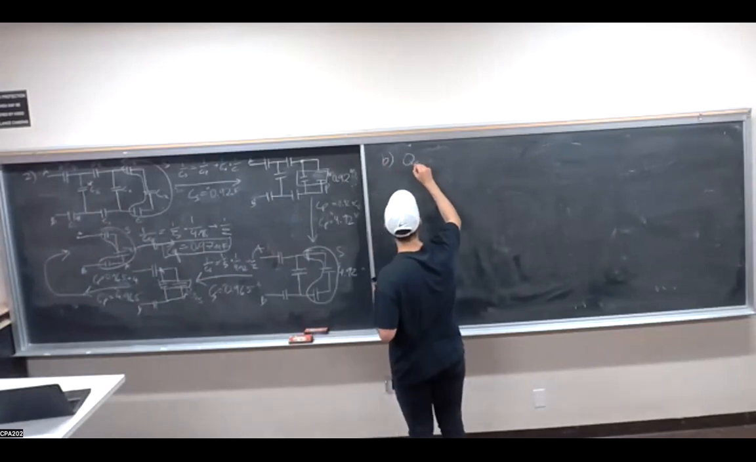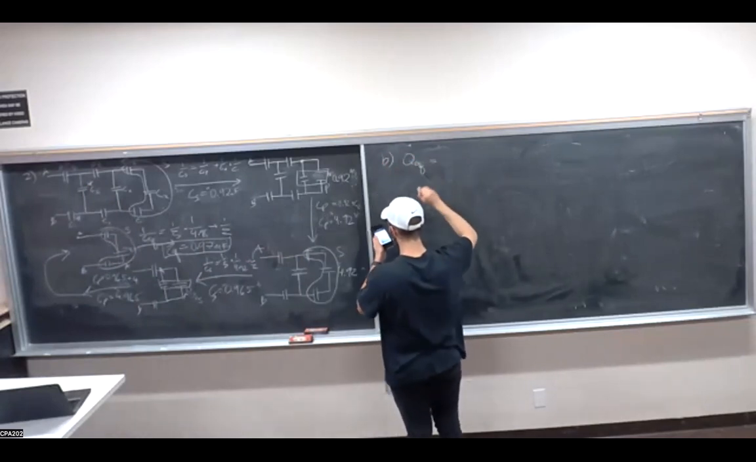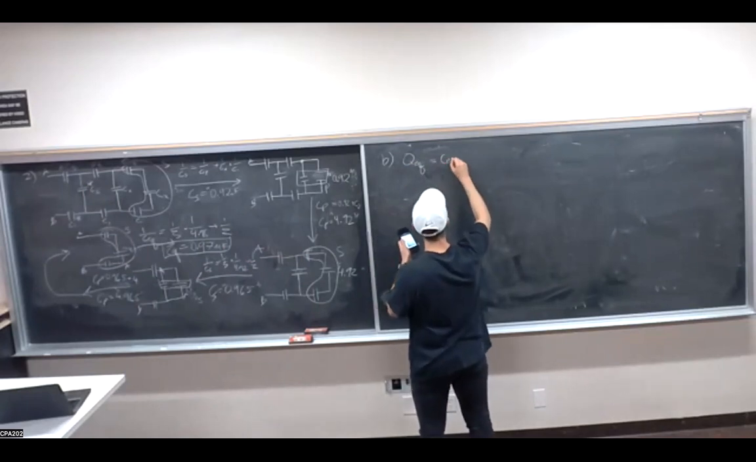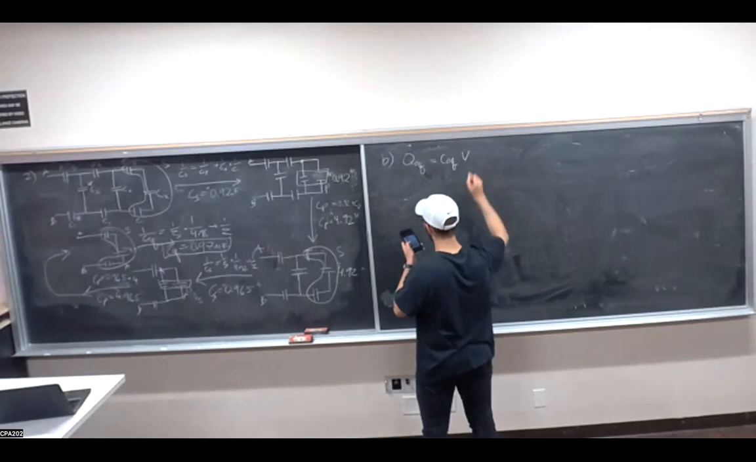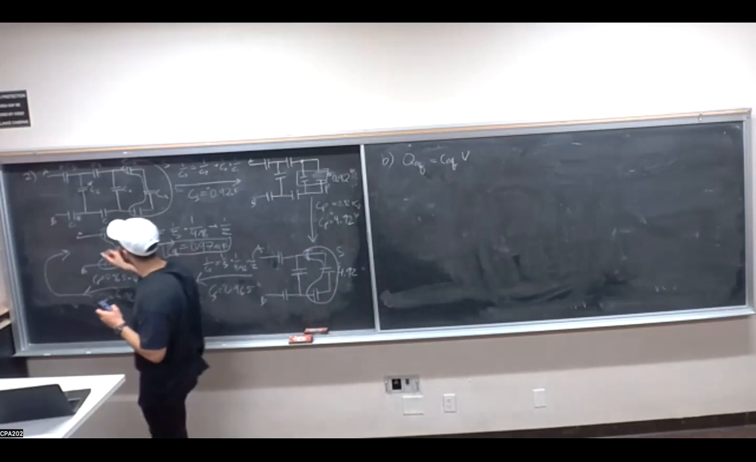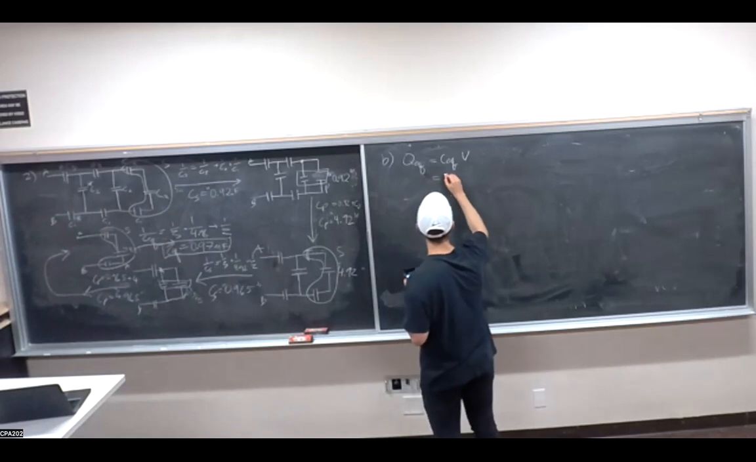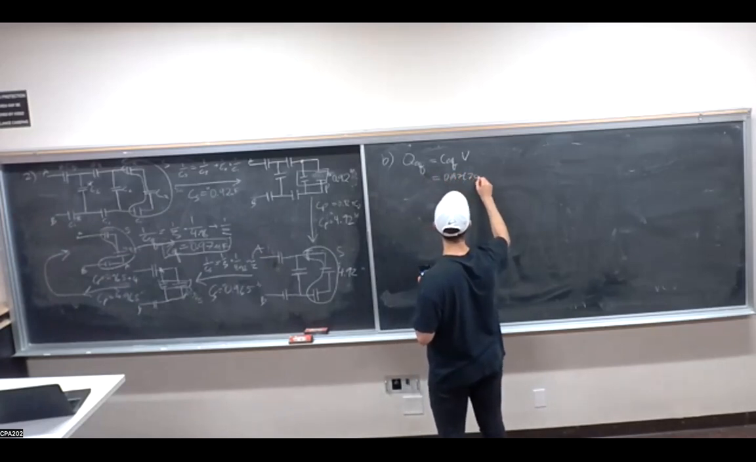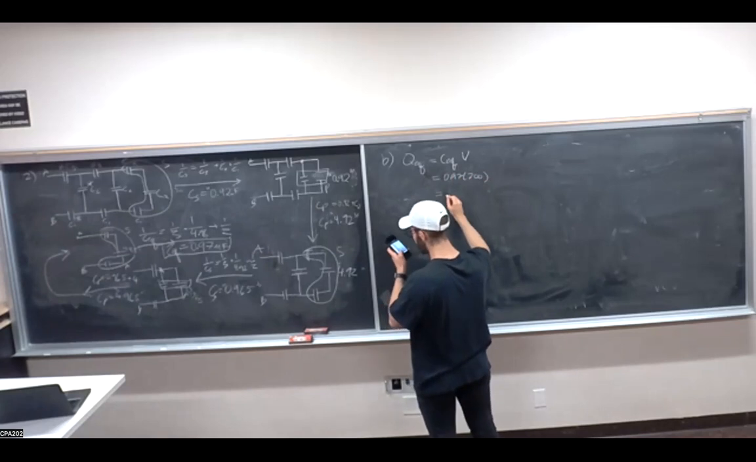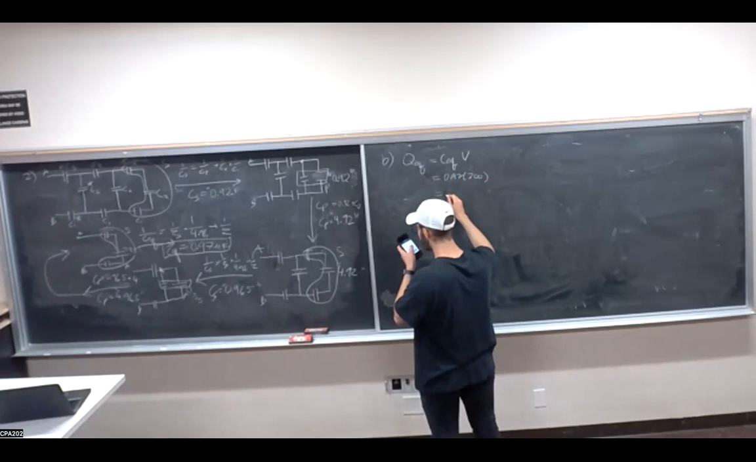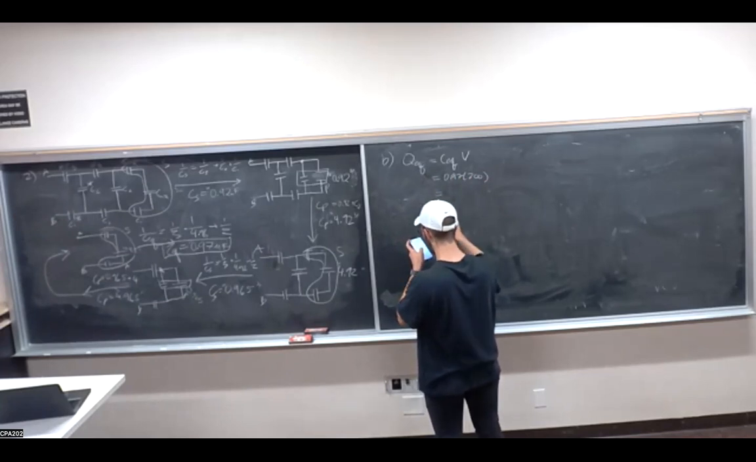I'm going to say QEQ is equal to CEQ times V, right? And they gave us the voltage, the potential difference between points B and A. So between points B and A is 200 volts. So we just have to plug in what we have. So that's 0.97 times 200. And that equals 194 microcoulombs.